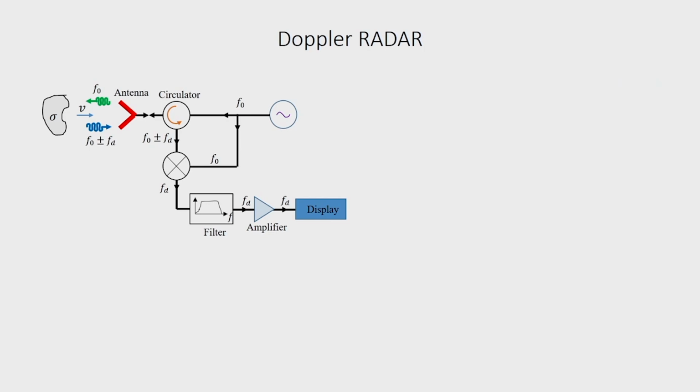Here we show the block diagram of a Doppler radar. We have a signal source which produces a frequency f naught. Now, this signal is given to a circulator. The circulator connects this signal to the antenna which is transmitted, and this is the transmitted signal.